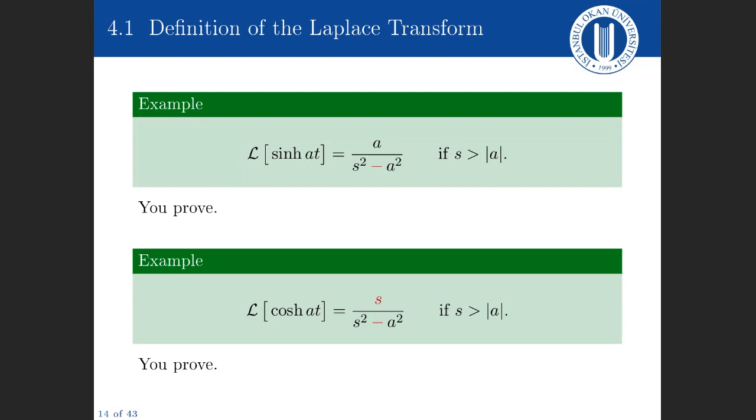Likewise, I'm going to leave it for you to prove that the Laplace transform of cosh at is s over s squared minus a squared. And again, it's minus because if we differentiate cos two times, we get minus cos. But if we differentiate cosh two times, we get plus cosh. Other than that, the calculation is the same.